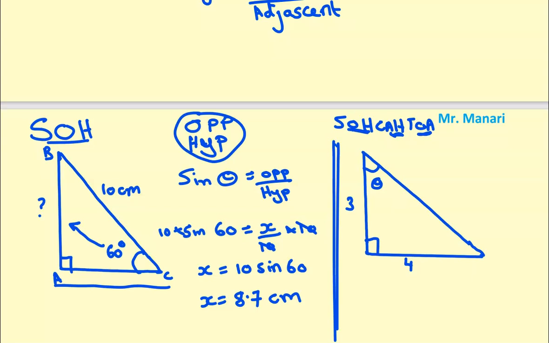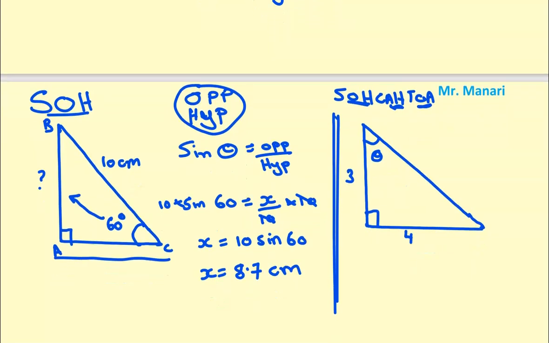Whatever units they are, we are looking for the angle theta. We are going to use sine, because we need opposite and hypotenuse. This is 3 and this is 5. For this case, this is the opposite, away from the angle, and this is the hypotenuse.